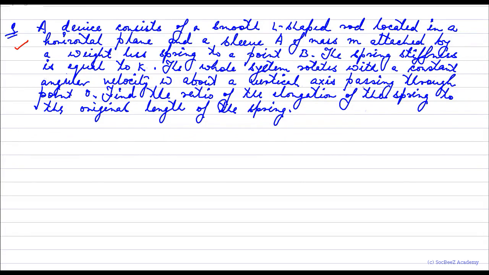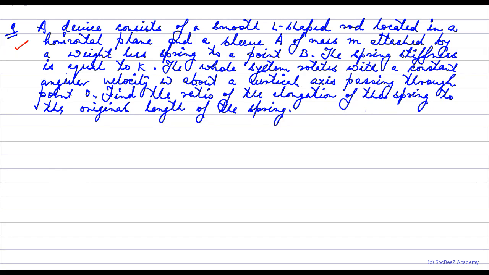A device consists of a smooth L-shaped rod located in a horizontal plane and a sleeve A of mass m attached by a weightless spring to a point B. The spring stiffness is equal to K. The whole system rotates with a constant angular velocity of omega about a vertical axis passing through a point O. Find the ratio of the elongation of the spring to the original length of the spring.